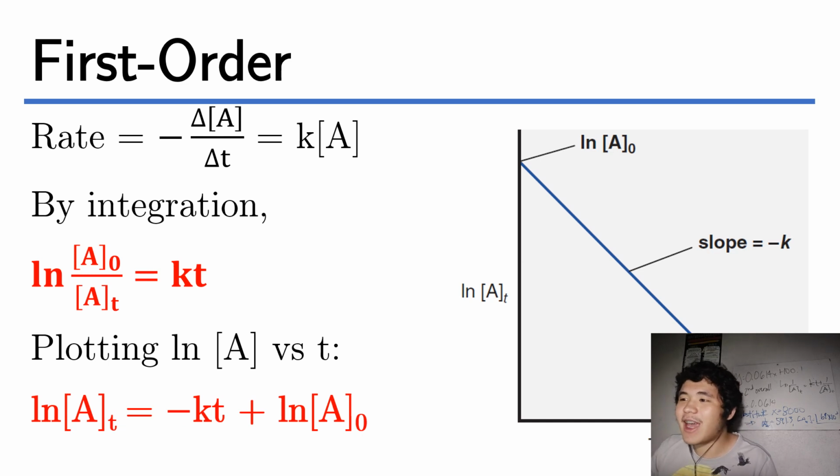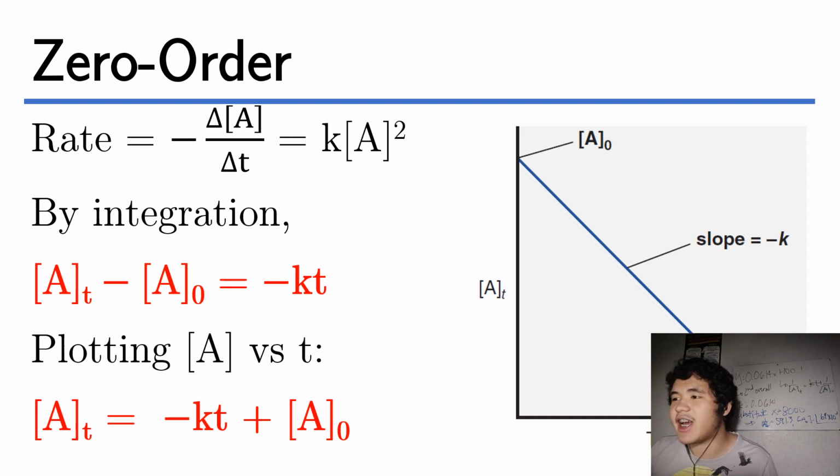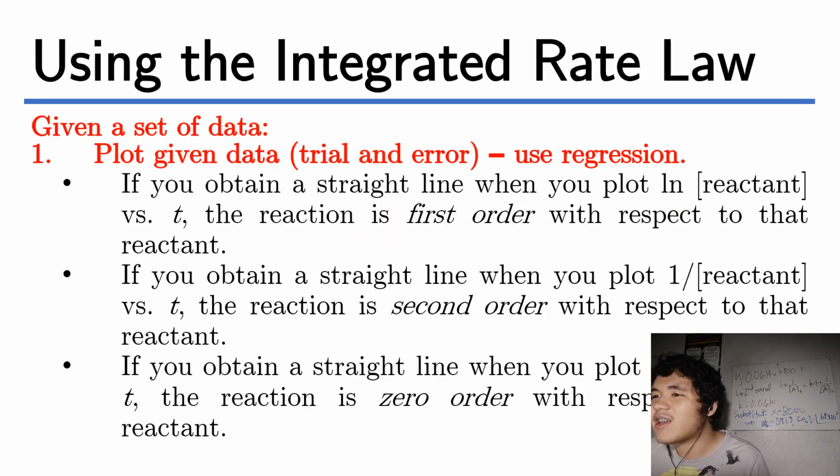Kapag naman nag-plot tayo ng ln ng concentration versus time, then nakita natin na siya may pinakamalaking R squared versus the others, which means na super linear niya, ibig sabihin, first order reaction natin. Pero pag nag-plot naman tayo ng A versus time, as in concentration lang, tapos nakita natin na ito may pinakamalaki R squared sa iba, ibig sabihin, zero order siya. Kaya, it's important to plot everything.